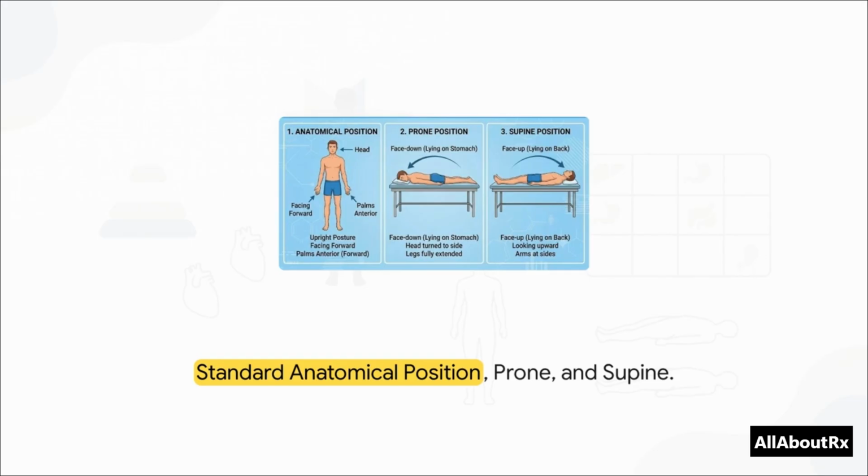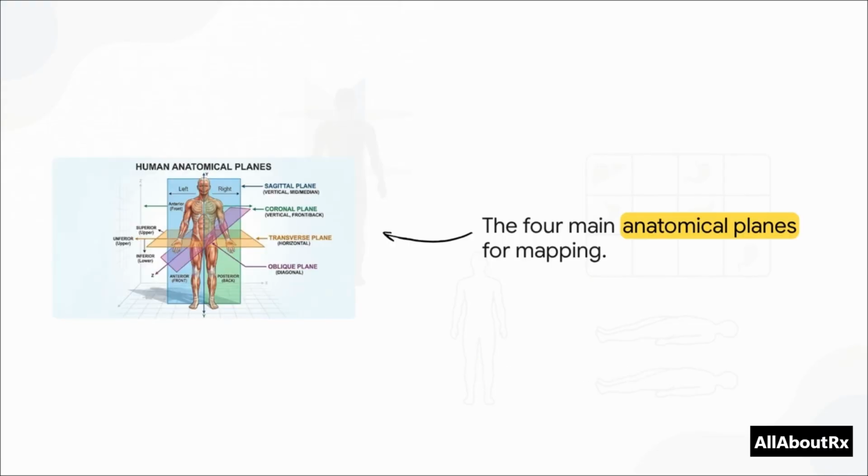A super easy trick to remember that, just think of the word supine as sky-facing. Now think of anatomical planes as the exact longitude and latitude of our body map. These are imaginary flat surfaces that slice through the body so we can describe internal locations accurately.